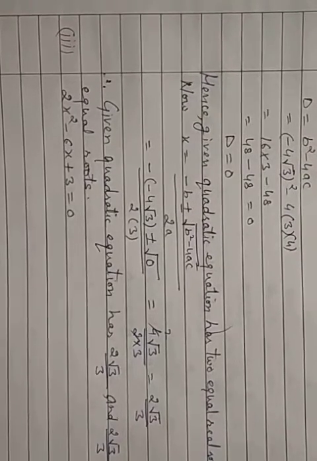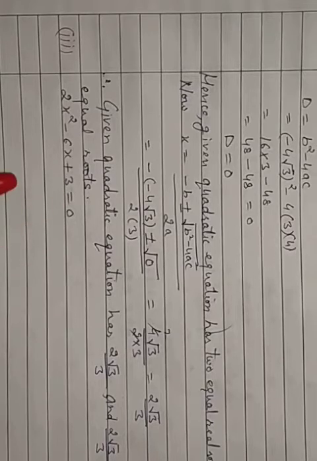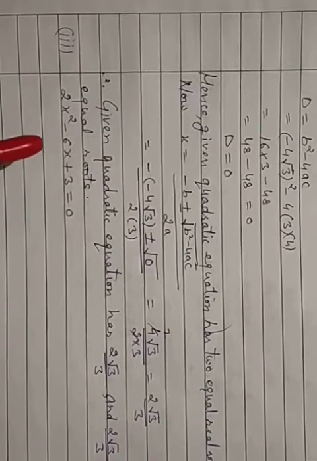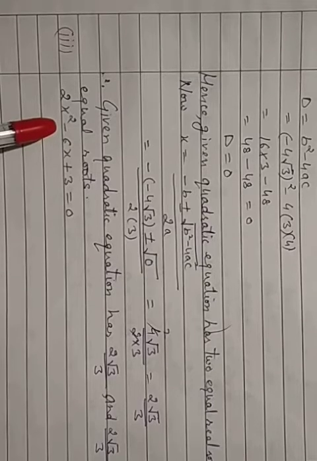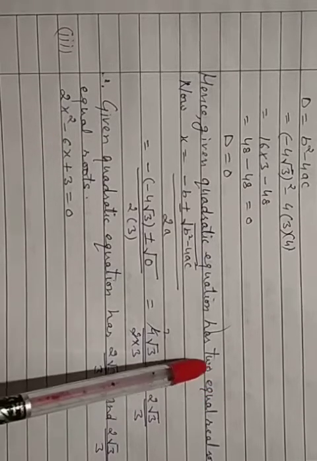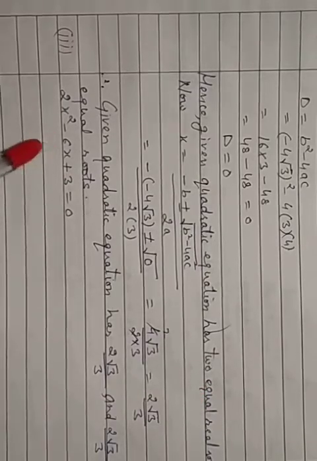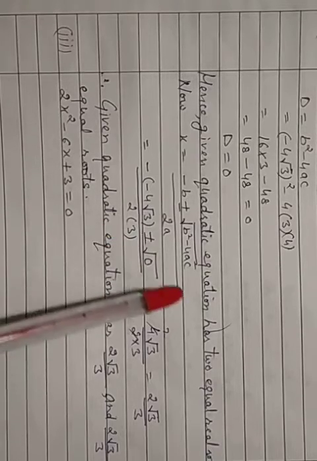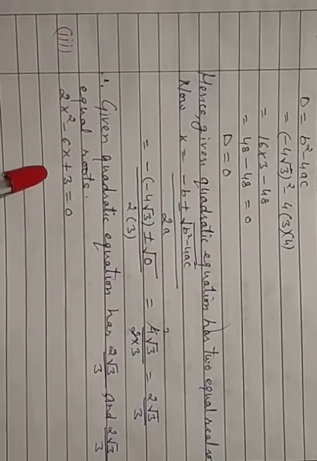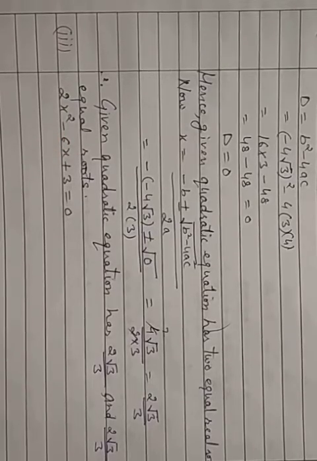Now come to the third part. 2x square minus 6x plus 3 is equal to 0. You will try yourself. First of all, find its D. If the D has 2 equal roots or 2 distinct real roots, then you will solve it further with the help of quadratic formula. Otherwise, if there are no real roots, then let it be there. You will try this third part.